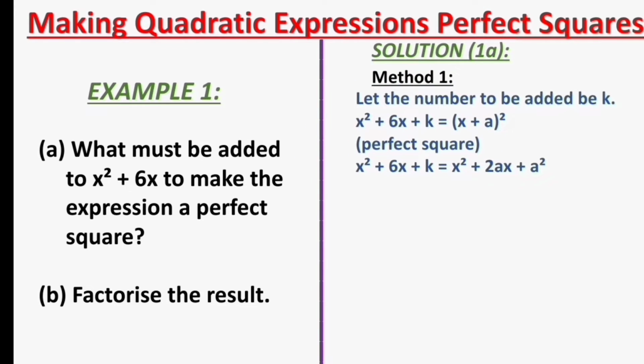Let the number to be added to make the expression x squared plus 6x a perfect square be k. That means x squared plus 6x plus k is equal to (x plus a) all squared, which is a perfect square. Expanding (x plus a) all squared, we are going to have the equation as x squared plus 6x plus k is equal to x squared plus 2ax plus a squared. Now, how do we solve this equation? Let's see.